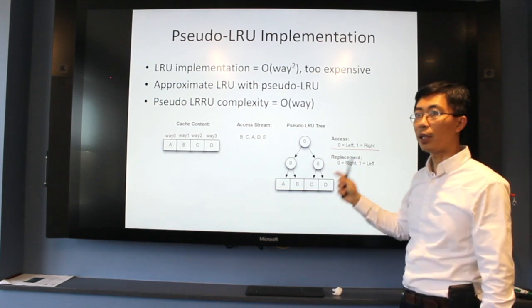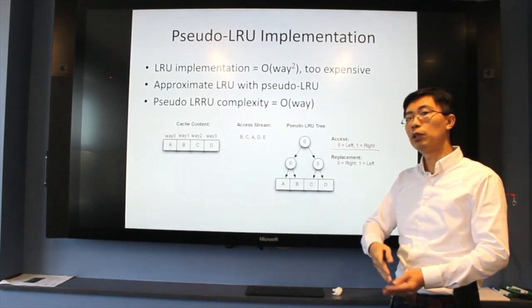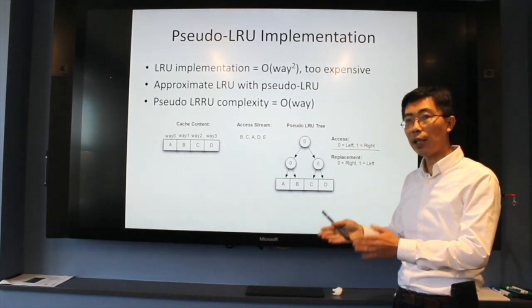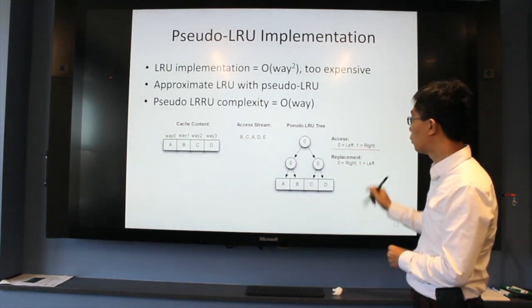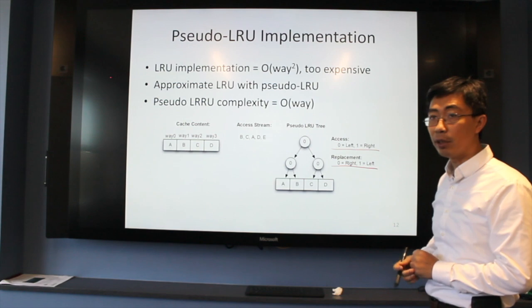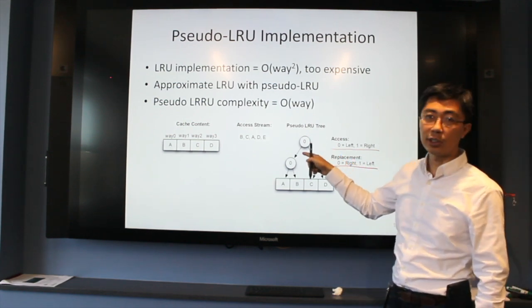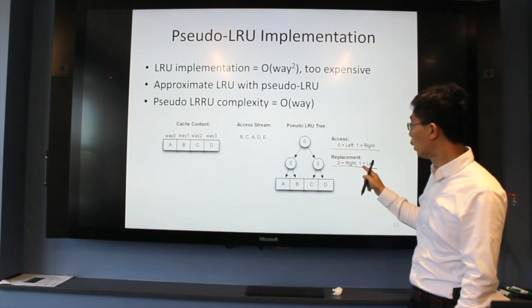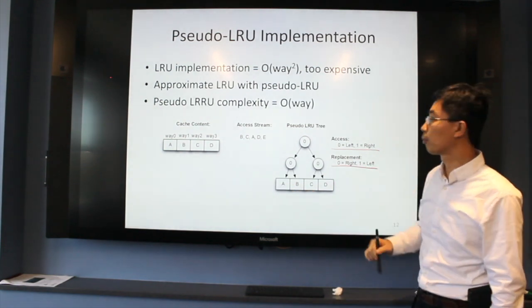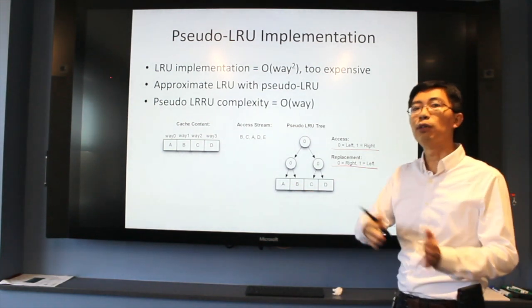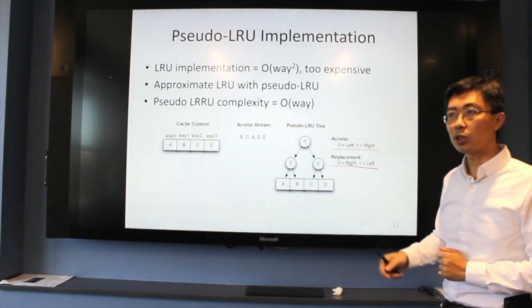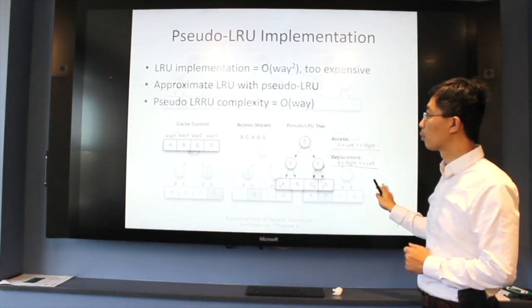But when we want to replace, we want to select the least recently used block, and therefore we flip the meaning of the bits, right? So instead of going to the left on 0, we go to the right, okay? And for 1, we go to the left. That way we try to avoid evicting the MRU, the most recently used block.